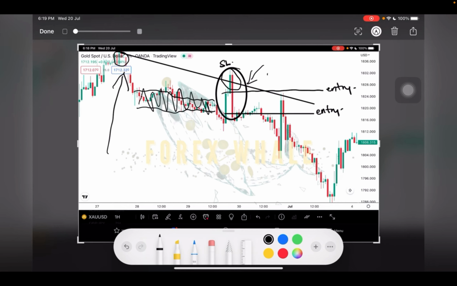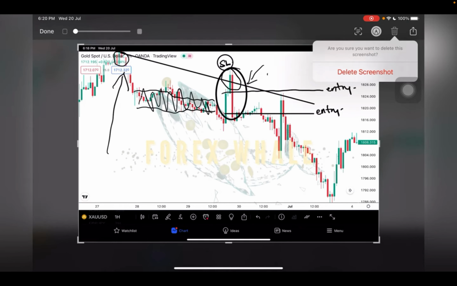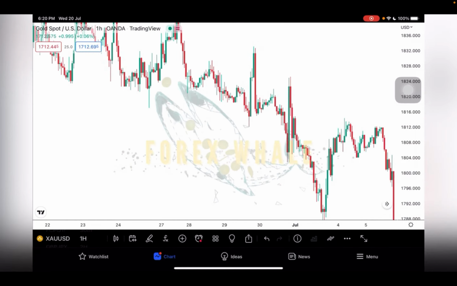So SL is still here. Take profit is usually 2 to 3 times more than your stop loss size, and then your entry point is either immediately after the candlestick is formed, or at least wait for it to retest a little bit. So this is the second example for a bearish engulfing.